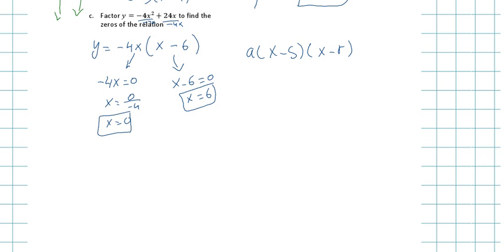Once there's an x outside the bracket, you always have to think there's a 0 there. So your zeros are 0 and 6. These are your two zeros. Okay? Your zeros are 0, which is located at the origin, and 6.